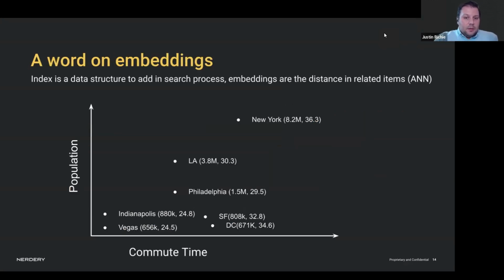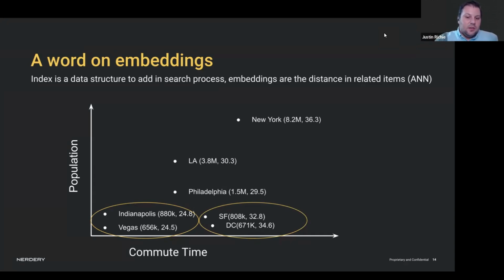As an example on embeddings, I just want to walk through an example. We have a retail data set that we'll show, but really want to think about population versus commute time. I find this fascinating because the larger the city, you would assume that it is a longer commute time, but that's not always the case. So if you think about Indianapolis and Vegas, roughly, they are 24 minutes of commute time. Vegas has 656,000, Indianapolis has 880,000 people. San Francisco has 808, so kind of similar. I was shocked to hear that Indianapolis is similar size to that.